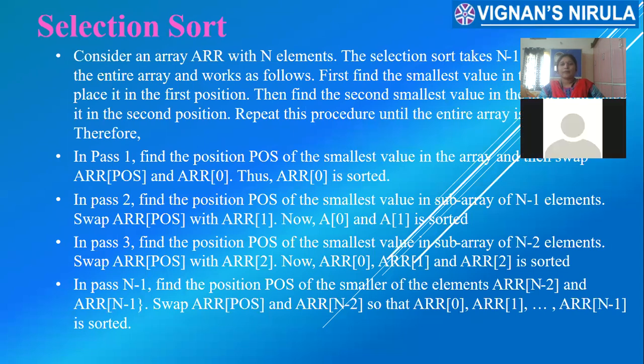Yes, ma'am. So in the case of your selection sort, in pass 1, A of 0 will be filled with the smallest value. In the second pass, A of 1 is going to be filled with the next highest value. In the next pass, A of 2 will be filled with the next highest value. Likewise, we are placing the array into the sorted manner starting from the left-hand side.